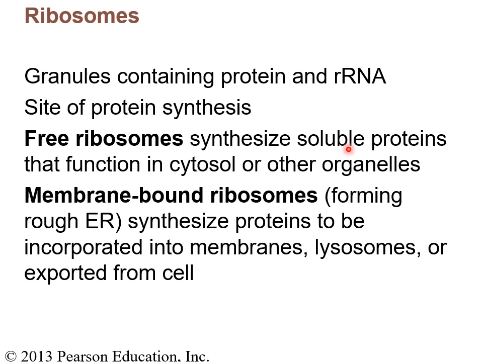Ribosomes. Ribosomes are granules that contain protein and something called ribosomal RNA. This is where proteins are synthesized. Now, some ribosomes are free and they float around in the cytoplasm and they can synthesize soluble proteins that function inside that cytosol, that broth, or they can be used in other organelles. But then there are some ribosomes that are bound to the endoplasmic reticulum that synthesize proteins to be incorporated into membranes, lysosomes, or exported from the cell. So either they're free or they're bound to the endoplasmic reticulum, and that's what ER stands for there.